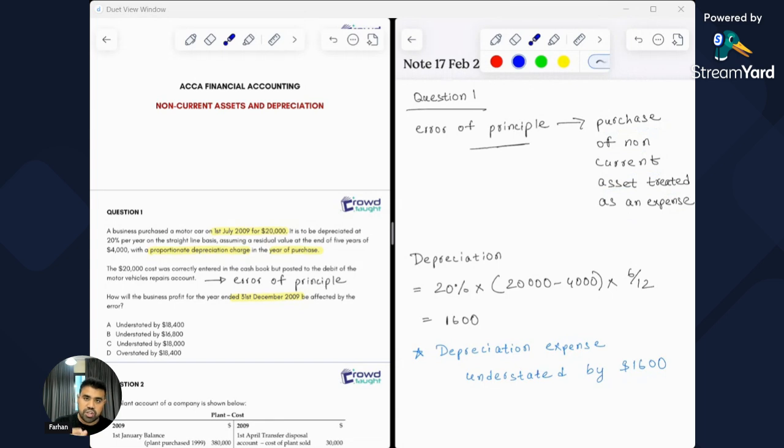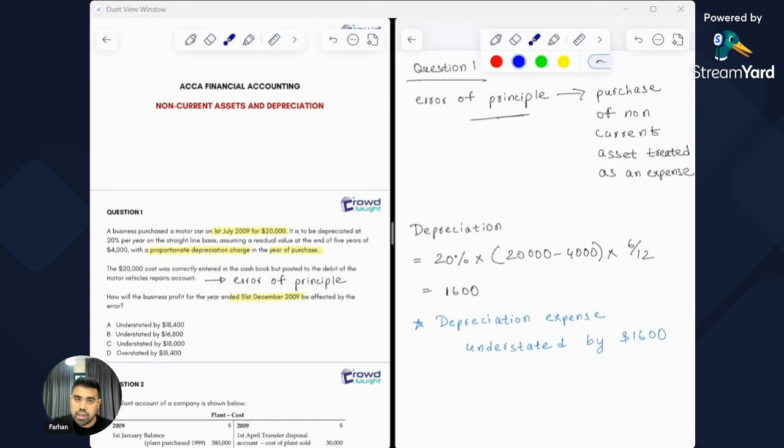Now, what was the depreciation expense for this new non-current asset that we have purchased? The depreciation expense would be calculated by taking the original percentage of 20 and multiplying it with the difference between the original cost and the residual value. This is the basis of finding the depreciation when you are using the straight line method, which is simply to apply the percentage with the difference of the cost and the residual value, which is also known as the scrap value. Now, you are also multiplying 6 by 12 at the end.